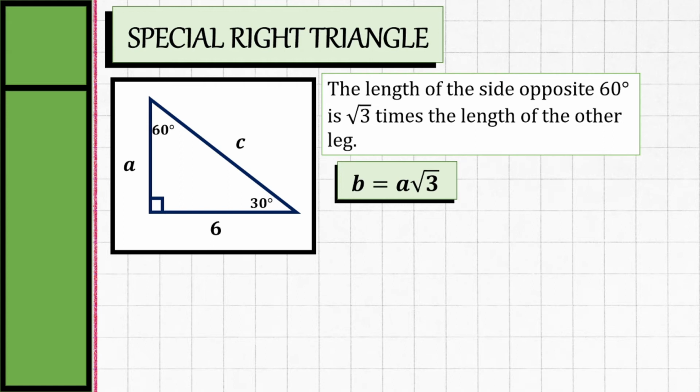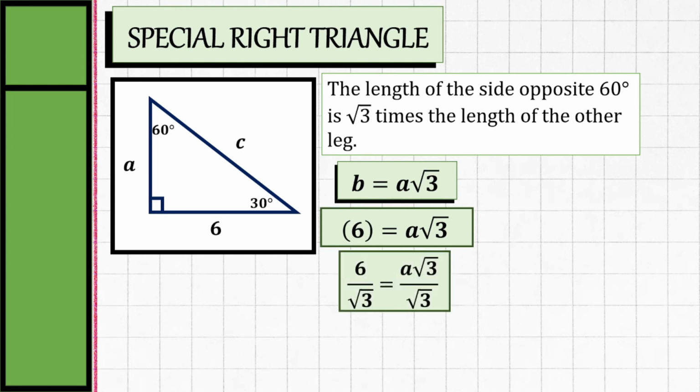Then after that, we will now proceed to substituting our given. So we will have 6 is equal to a square root of 3. Then we divide both sides by square root of 3 to isolate a. So a is equal to 6 over square root of 3. Now we're not yet done because we're going to rationalize.